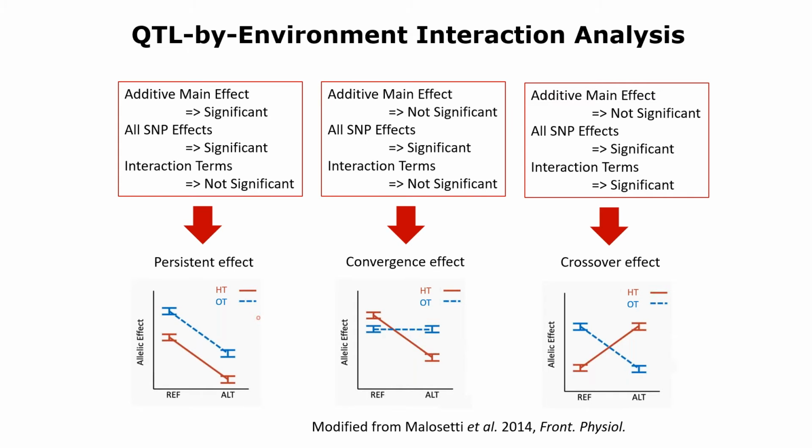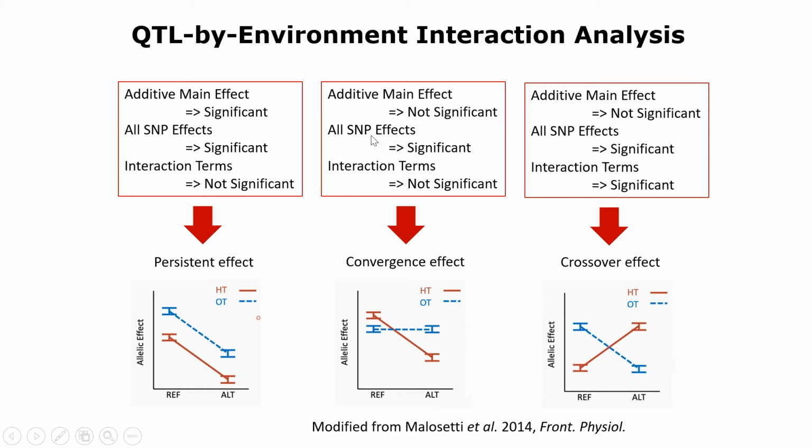Here we try to summarize how it should behave. In the previous slide I showed the effects: the additive main effect, the SNP effect, and the interaction term. If only the additive main effect is significant from the GWAS results, while the interaction term is not significant, then the graph looks something like this, where you can see the reference allele versus the alternative allele, and this is the allelic effect, across two environments, high temperature and optimal temperature. This is called a persistent effect. They go parallel to each other, and there is no interaction.